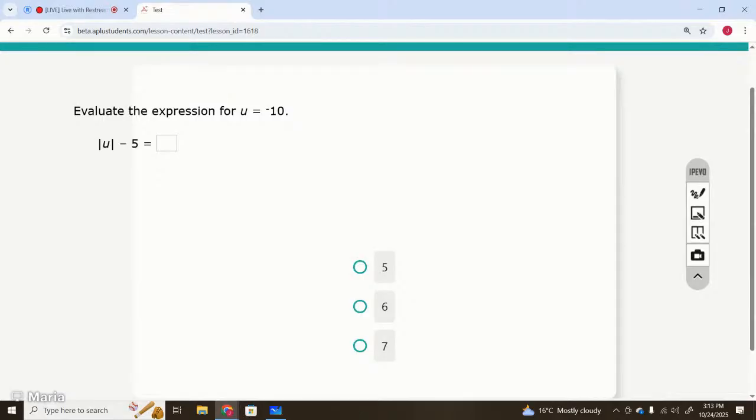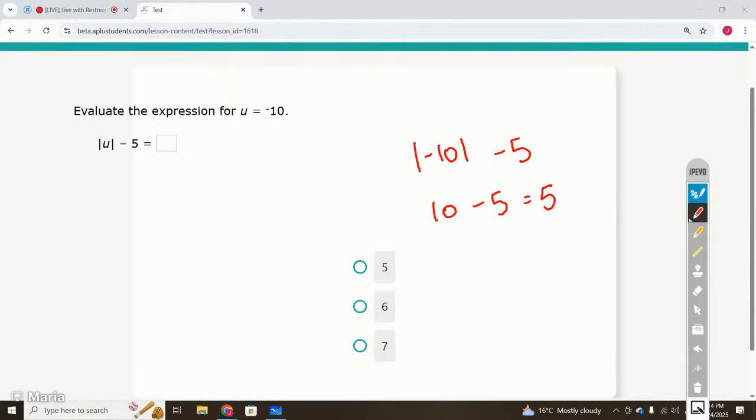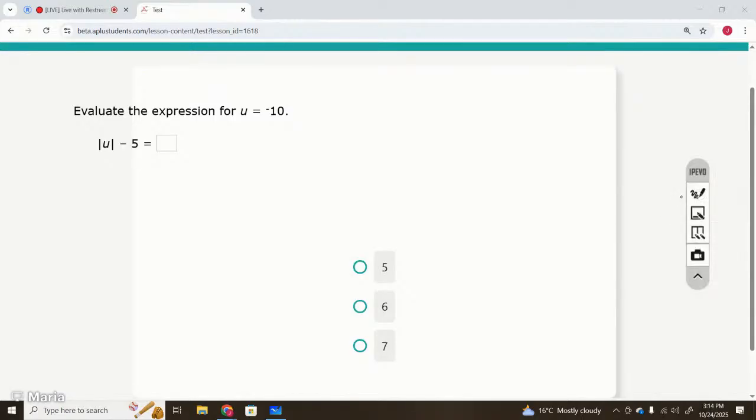Evaluate the expression for u equals negative 10. Absolute value of negative 10 is 10. 10 minus 5 is 5. Option number 1 is the correct option, that is 5.